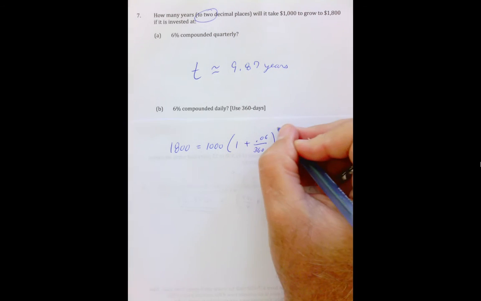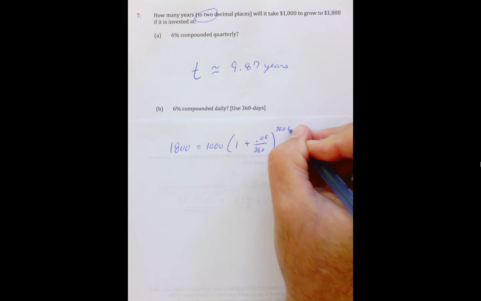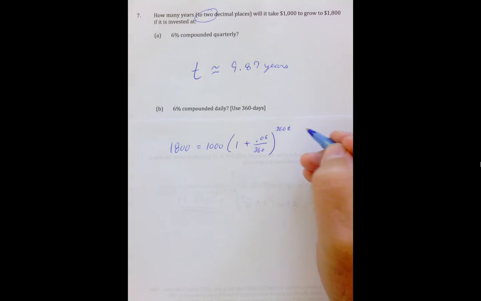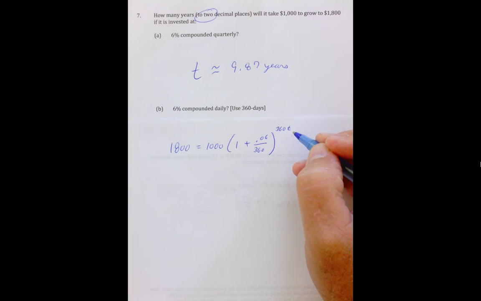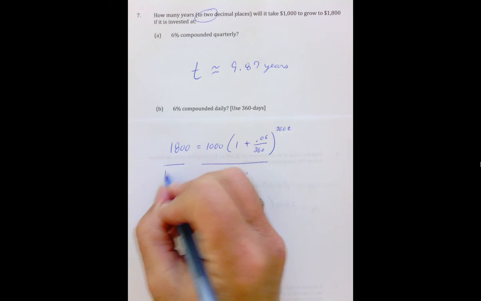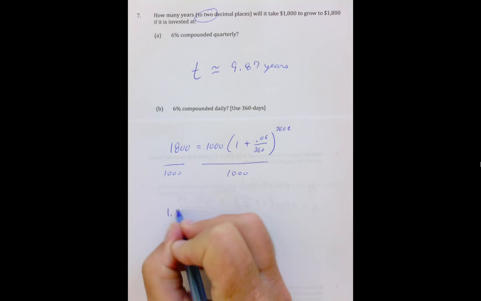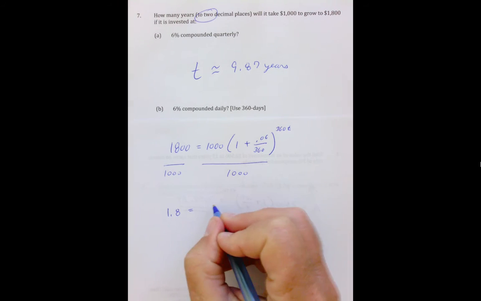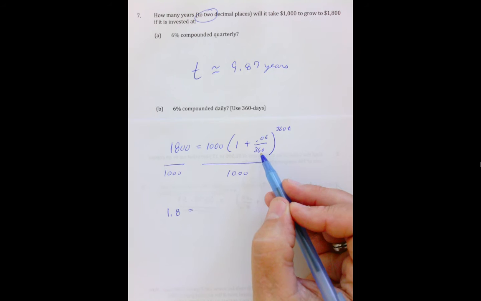And we want it to the 360 power times t. So we need to solve for t. It's in the exponent, so we have to use logarithms. The same thing is going to happen. We're going to divide both sides by 1000, giving 1.8 equals 0.06 divided by 360.